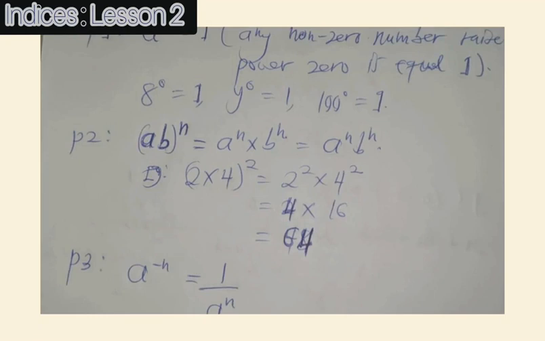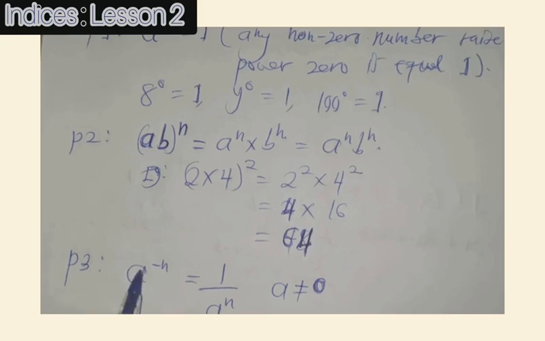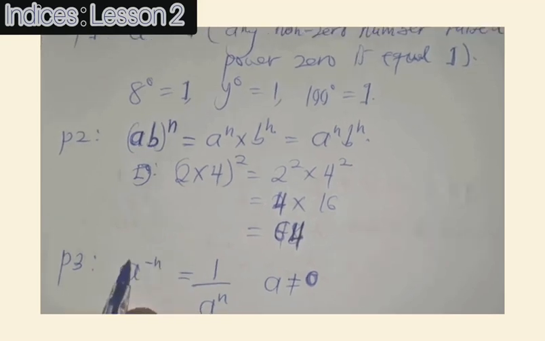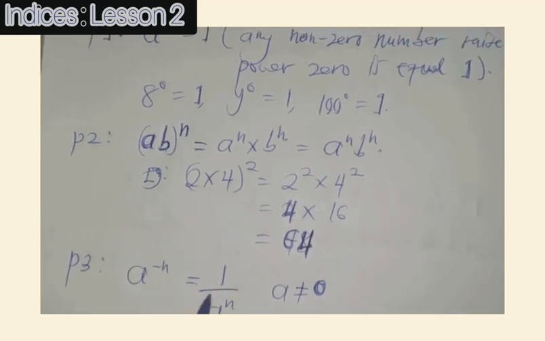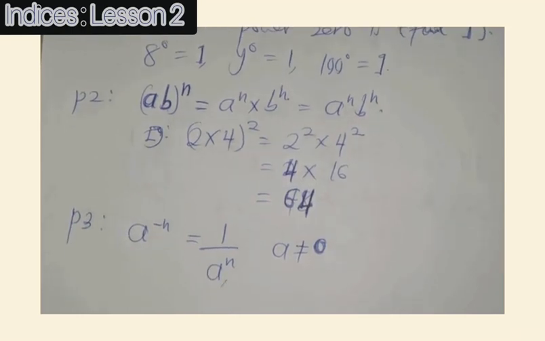The emphasis here is provided a is not equal to 0. Any number raised to a negative index is equal to the reciprocal of the number raised to the same but positive index. That's the reciprocal form. If I raise to the negative, it's just a reciprocal, so I find the reciprocal, which is a raised to the power n. I hope that is clear.